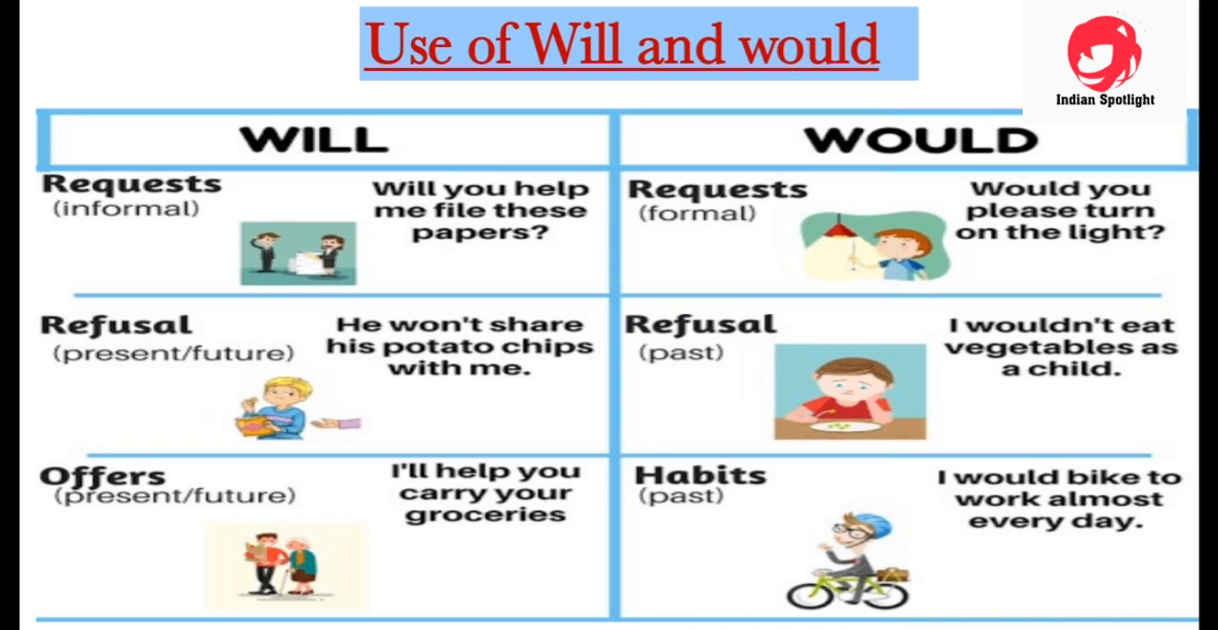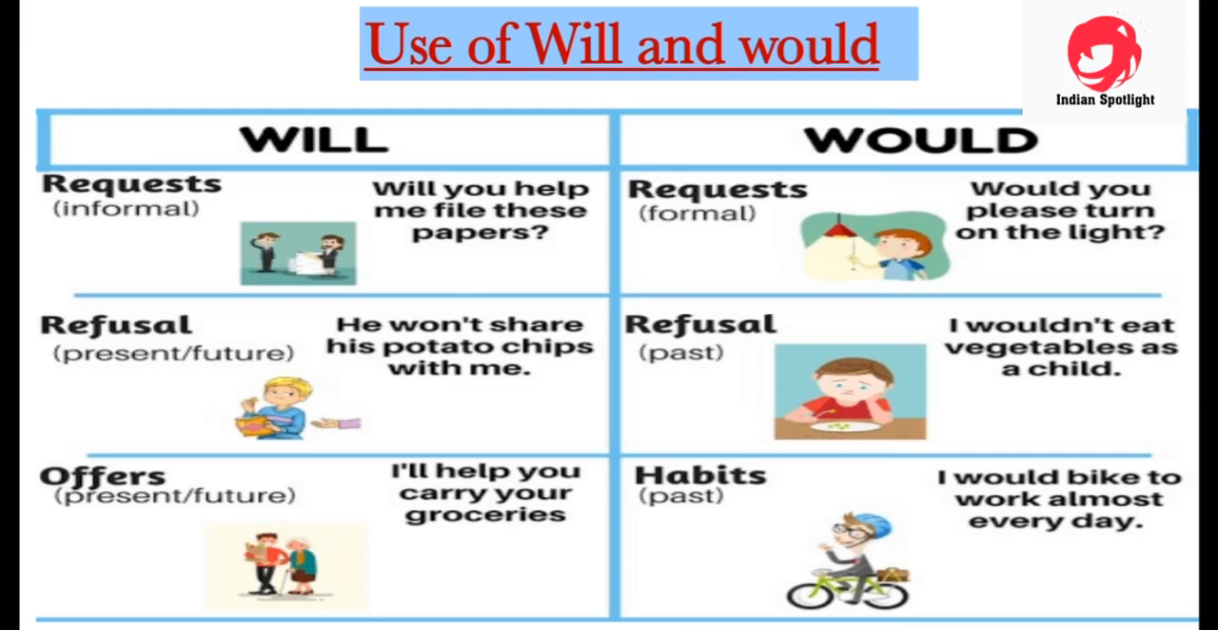If you refuse in the present or future tense, then will is used. He will not share his potato chips with me. Here is a strong sense of refusing anything, refusing to do any act. By the side, would is used for refusal, but only referred to in the past, things that already happened. I would not eat vegetables as a child.